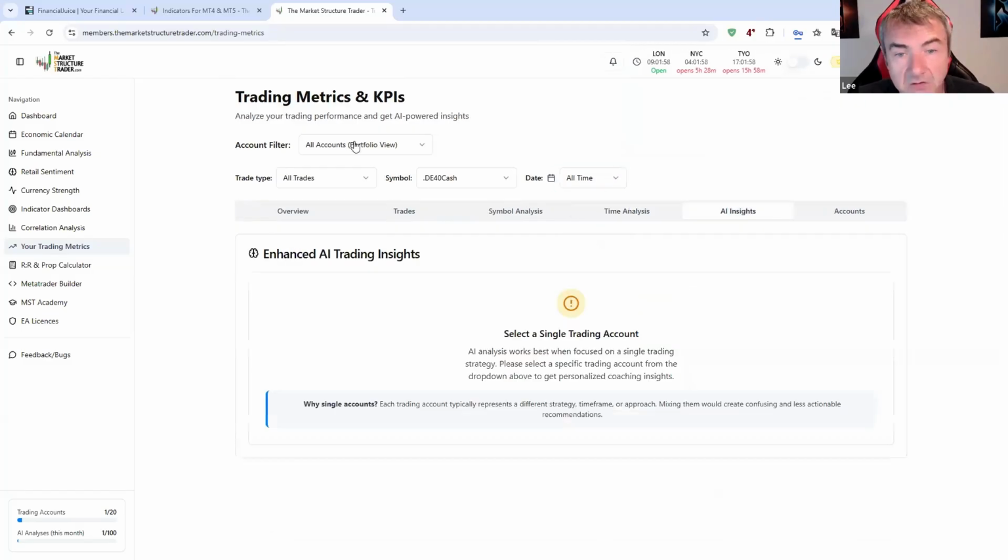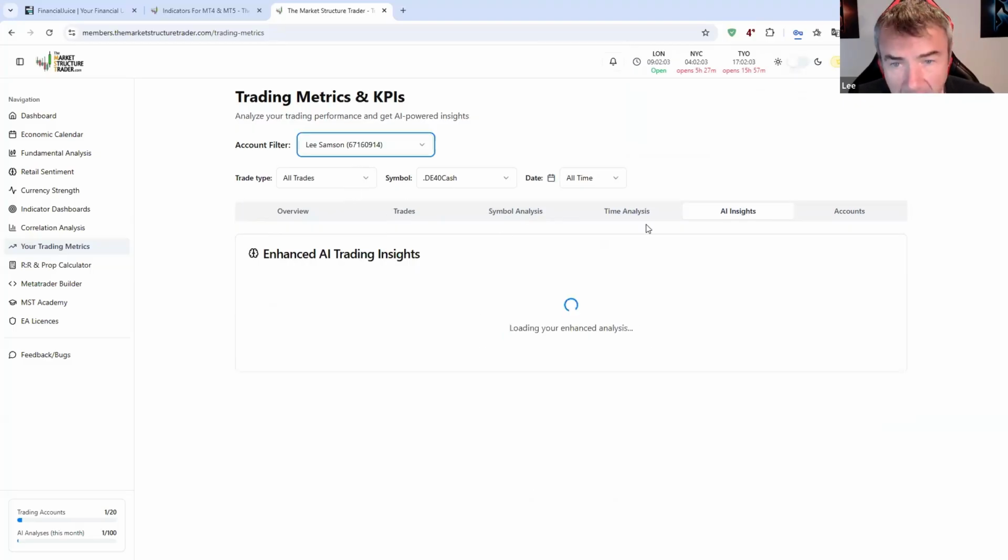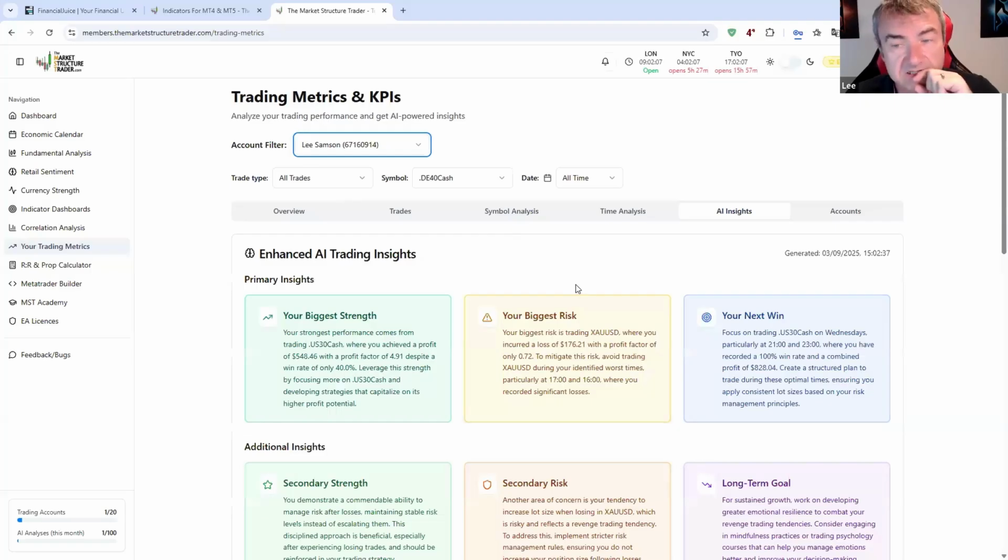AI insights, you have to be in a single trading account to use this, which I will switch over to. If you haven't generated it, there'll be a button to generate it. But what this does is it analyzes your trading history. It looks at symbol analysis, time analysis, individual trades, currencies, and your overall analysis to identify your strengths, weaknesses, and opportunities. So what this will do is it will give you your primary insights, which are your biggest strengths, your biggest risks, and your next wins.